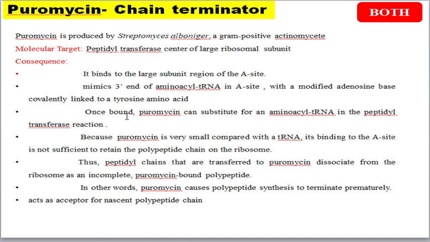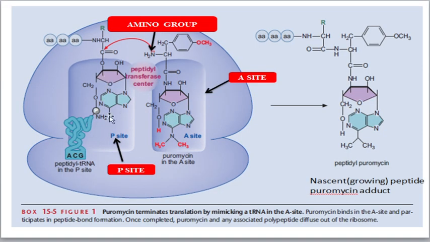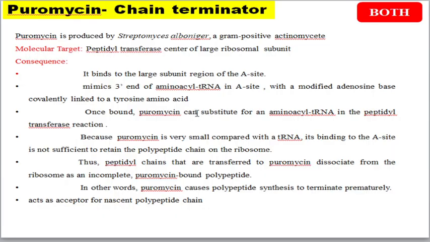Once this is bound to the A site, it can substitute for amino acyl tRNA. Normally the translation process will go on if the amino acyl tRNA has been given. But instead of this amino acyl tRNA, the puromycin is occupying the place because both have a similar structure. The ribosome cannot differentiate between the amino acyl tRNA and puromycin. Once they can substitute, the puromycin is very small compared to your actual amino acyl tRNA. As a result, even though it has taken up the role of the amino acyl tRNA, it cannot synthesize the whole polypeptide chain.